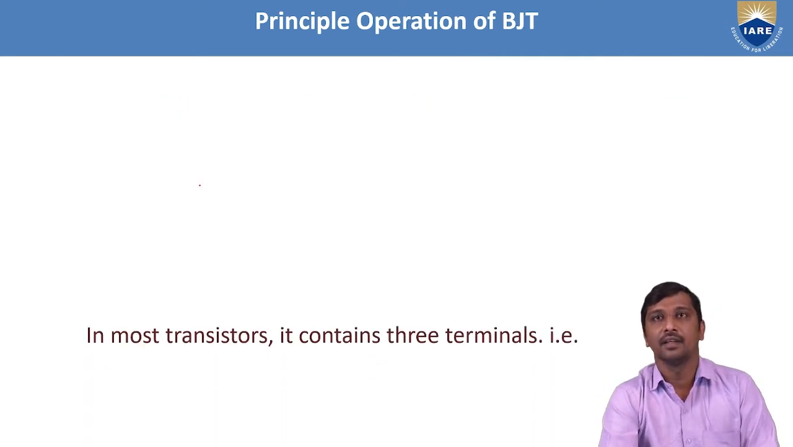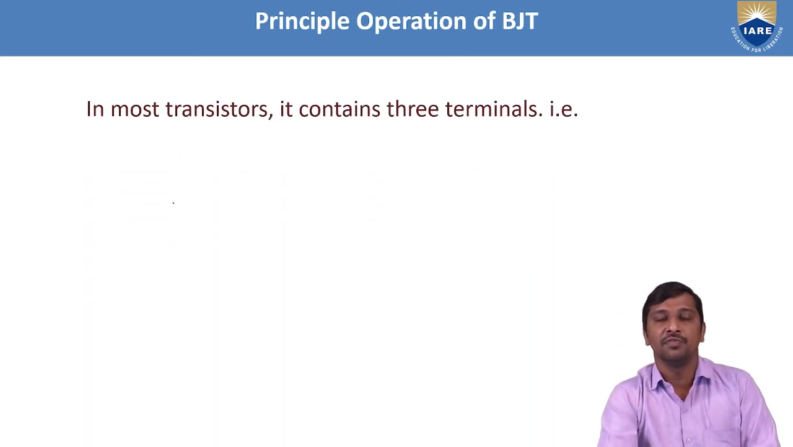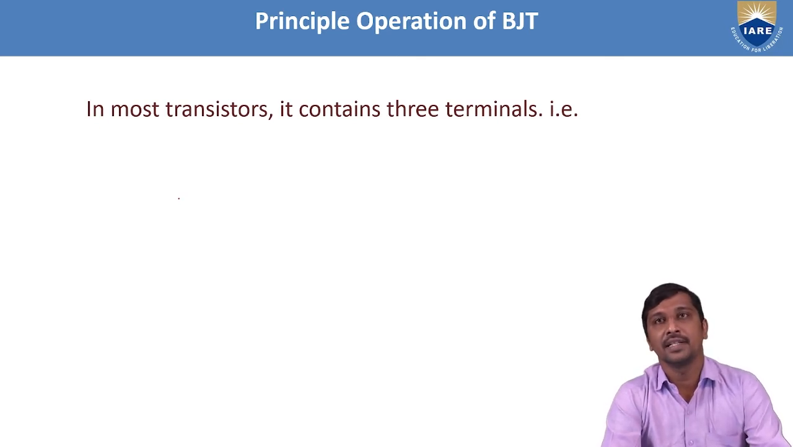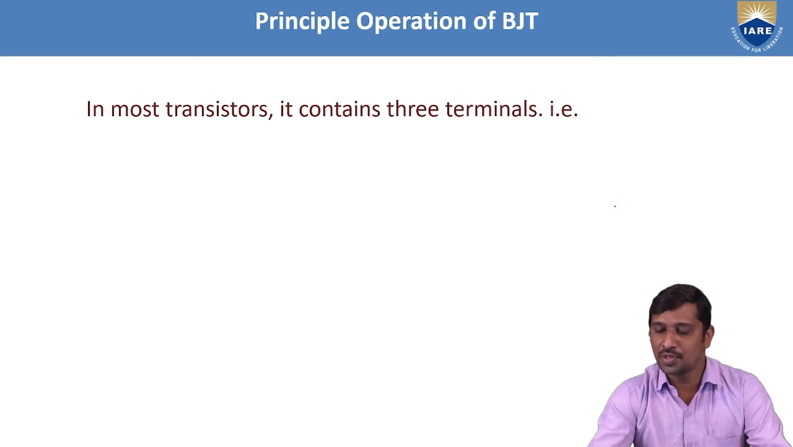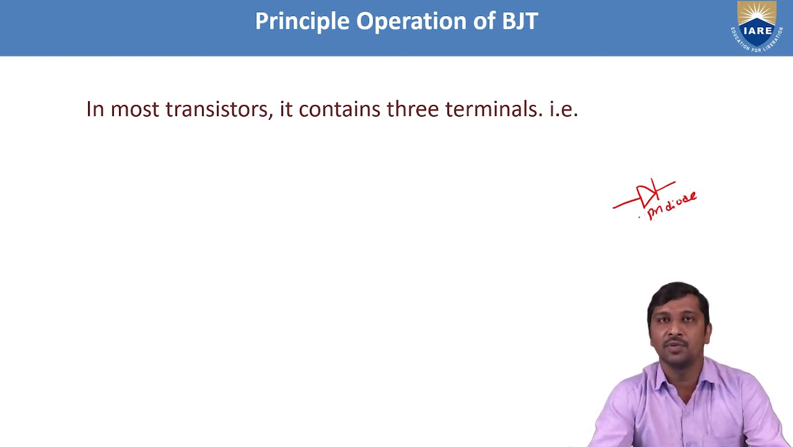If we consider any bipolar junction transistor, in most cases it contains three terminals. Suppose you observe the PN junction diode, and this is the symbolic representation of the PN diode. It contains only two electrodes. One electrode is represented as the anode, and the other electrode is represented as the cathode.